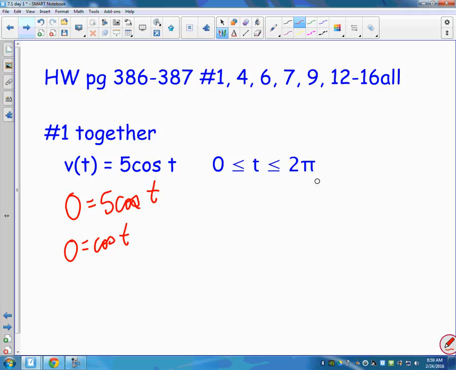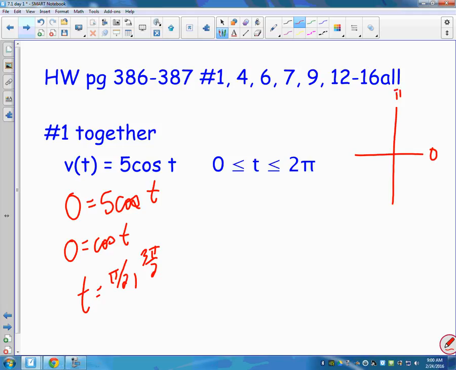And they are only 0 to 2 pi, so pi halves and 3 pi halves would be places where my velocity is 0. Again, you could actually think about what the graph of this looks like to help you. You could also just think about the unit circle. Think about the sign of cosine.